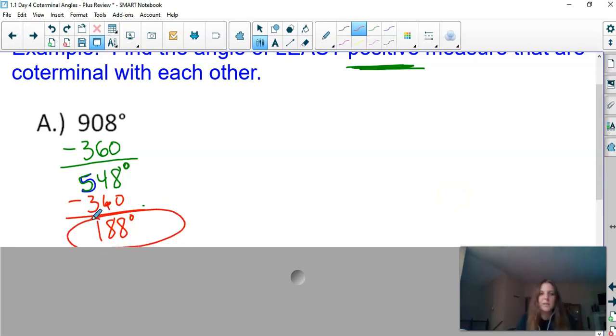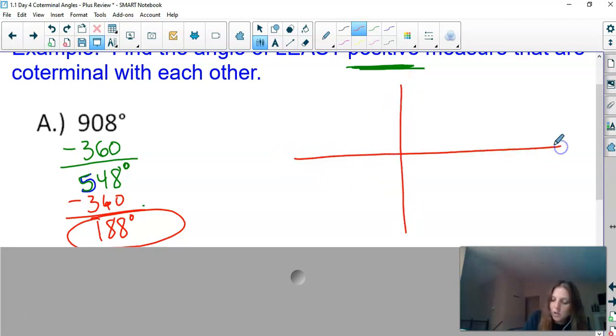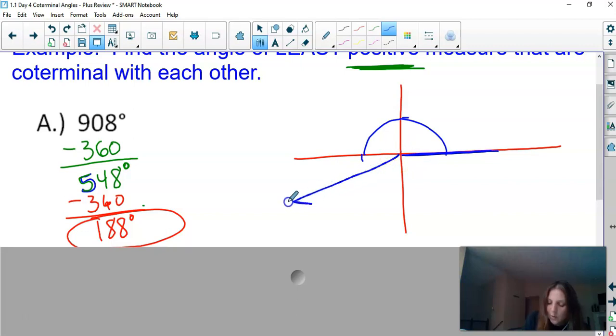If I was to graph this, you would start here at the initial side over here, and you would rotate around counterclockwise. Okay, so here's what you're going to learn. Straight up and down will be 90. All the way over here will be 180. And so your angle is just a little bit past this. And don't worry, we're going to learn how to do this as you learn how to graph these angles. Okay, so this is 188 degrees.